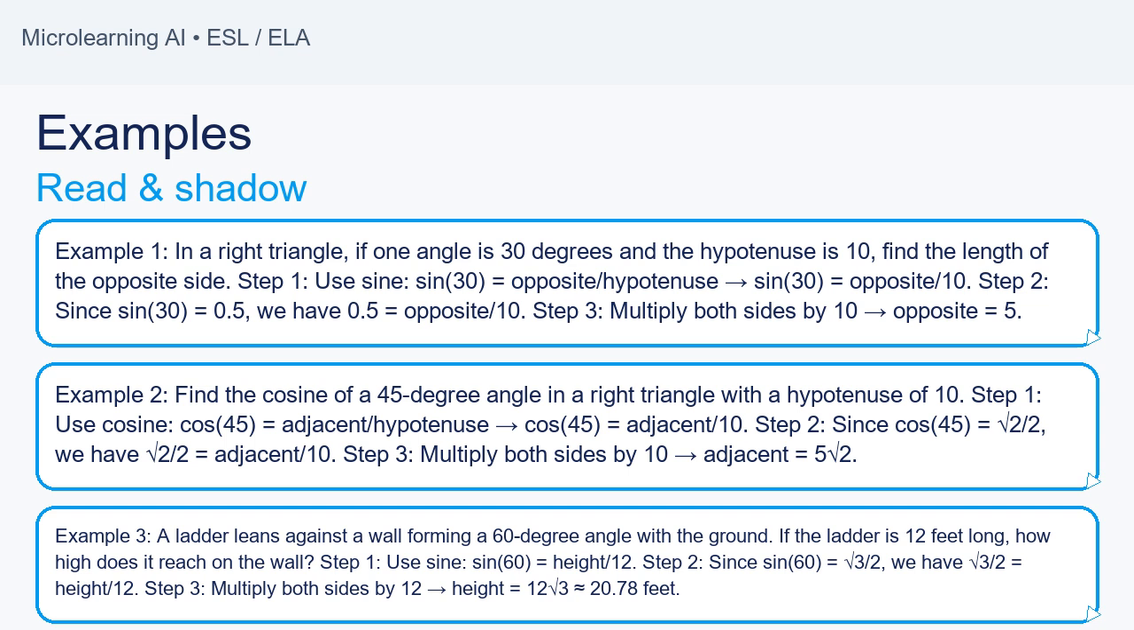Step 2. Since sine 60 equals root 3 over 2, we have root 3 over 2 equals height over 12. Step 3. Multiply both sides by 12. Height equals 12 root 3, which is approximately 20.78 feet.